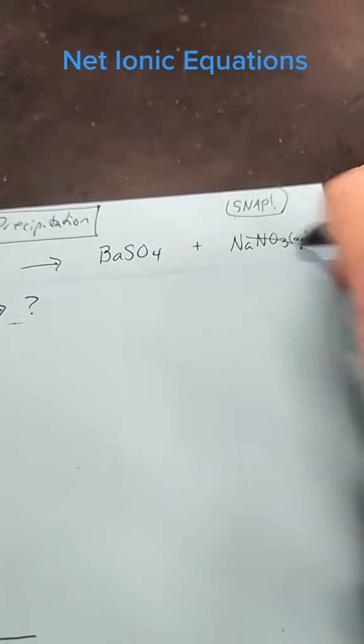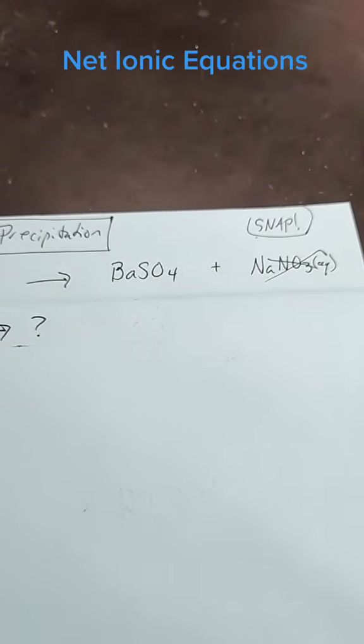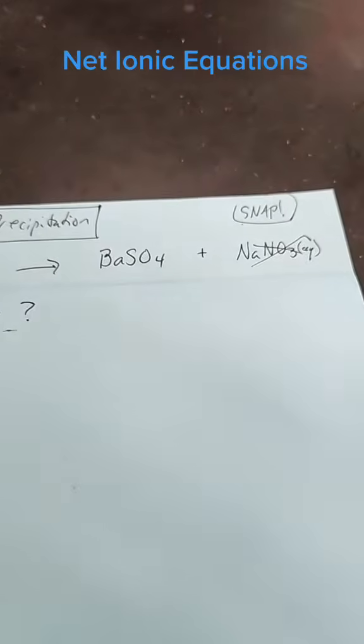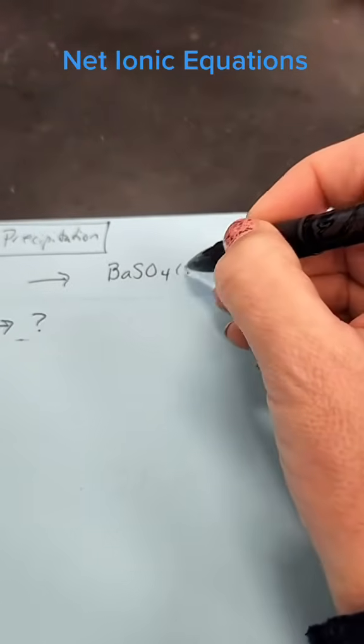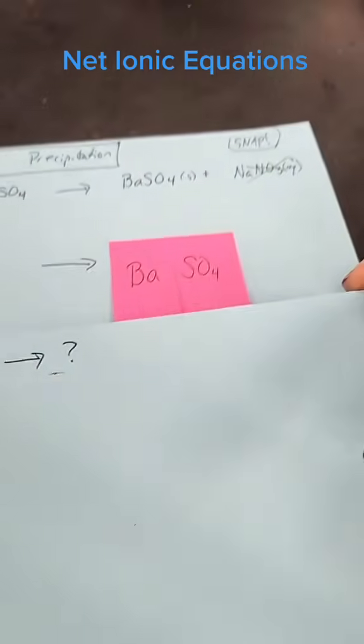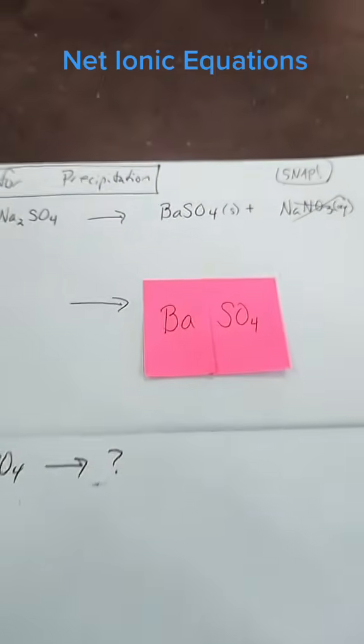So this is going to be aqueous, so we don't care about it, because in net ionics, we don't include the ions that are spectator ions, which are things that start as aqueous and stay as aqueous. So here, this must be our solid. So if I come down here and look at this, my BaSO4 is my product.